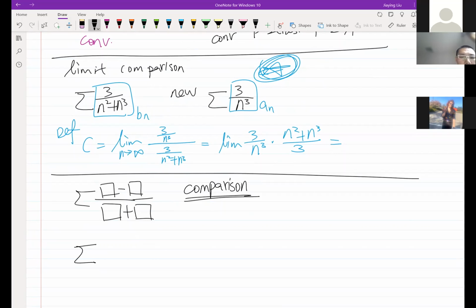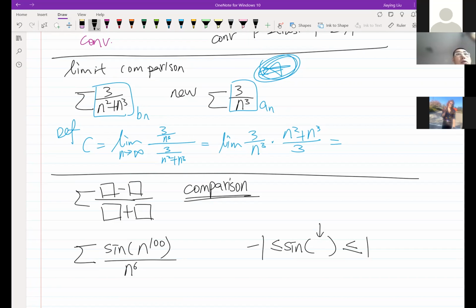Or if you have something like sine of n to the 100th power, divided by maybe just n to the 6 or something like this. When you have a sine and a cosine in a series, it's also a good idea to use comparison, because we know that sine, or sine squared, doesn't matter, is going to be between 1 and -1, whatever is inside, even n to the 100 or something. That's always for sure.